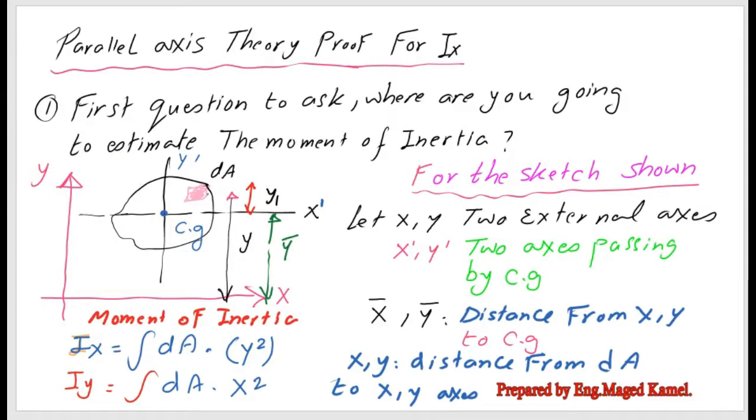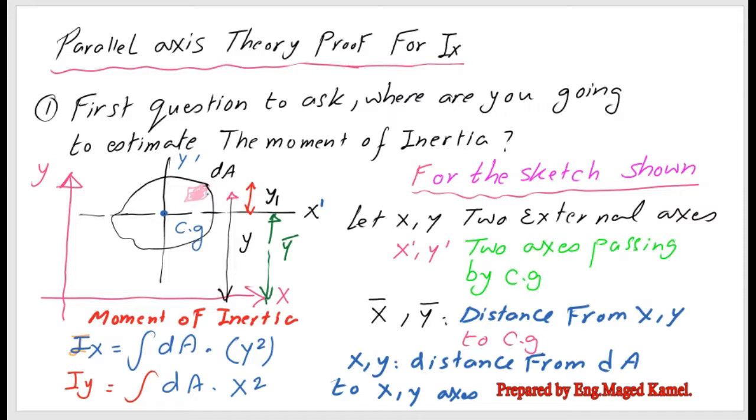There is a very important theory called the parallel axis theorem, and we are going to prove it for Ix. Suppose we have two intersecting axes, namely x and y, and this is the area we are going to estimate the moment of inertia for, by introducing a small area dA. We are going to discuss the first point. First question to ask: about which axis are you going to estimate the moment of inertia? About the x-axis or the y-axis.